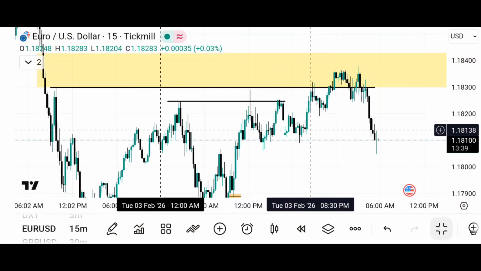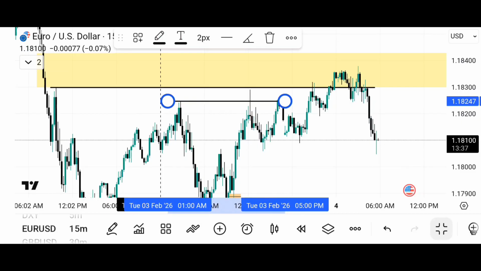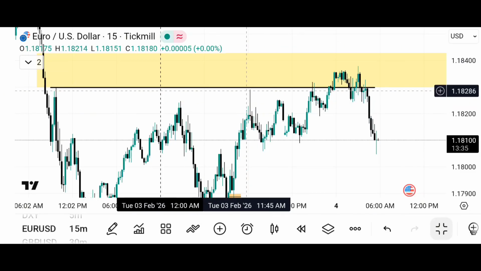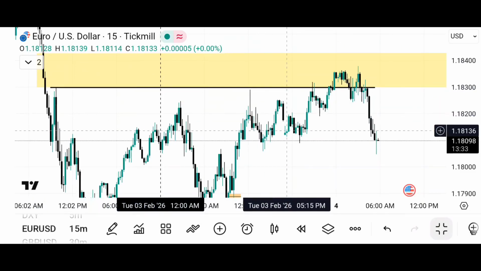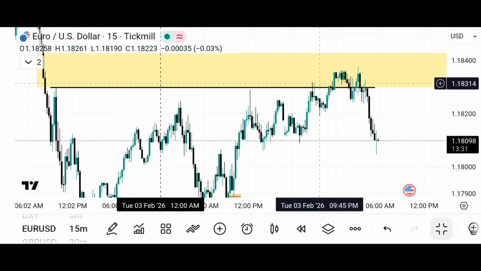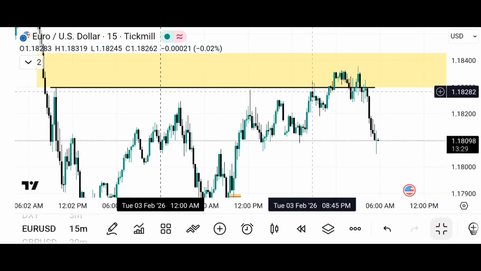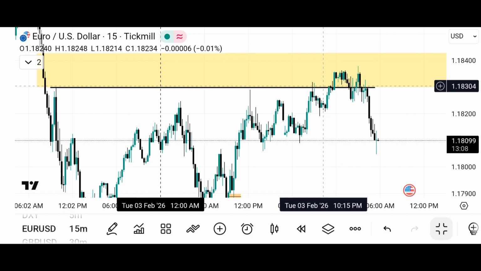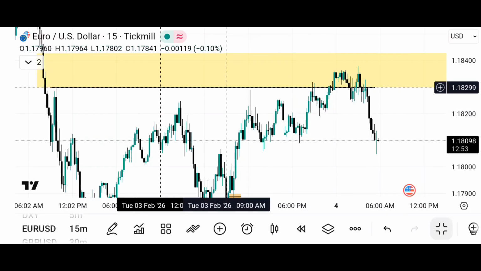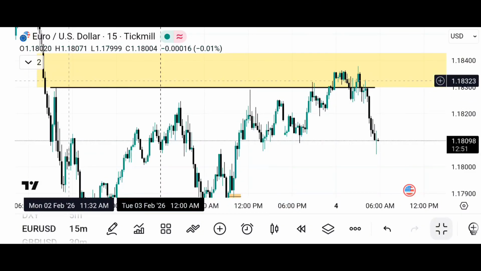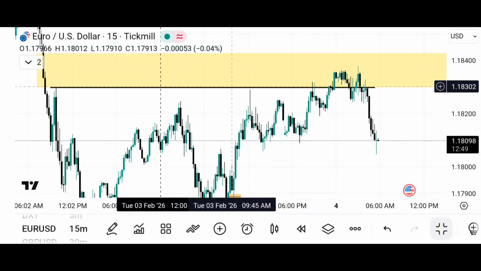So price will likely want to take out these highs as well, this one and this one, which you can see price did. Price took out these highs during the Asian session, that's around 8 to 9, to 10 p.m. So these highs are another level where you can take profits as well.